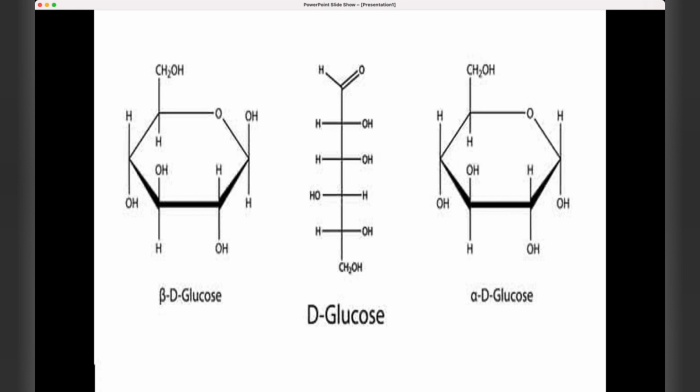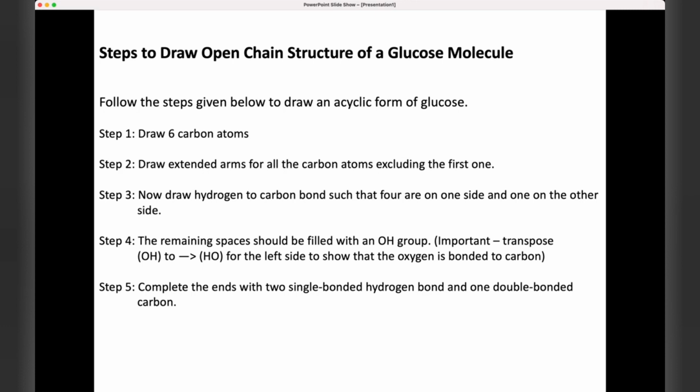Organic chemistry and especially biochemistry are the areas of chemistry that use the Haworth projection the most. And here you can see the open chain structure of glucose as well as the six-membered ringed hexagonal structure. The structure of glucose is extremely important, and you have to study and revise this structure and the theory well. And these are the steps to draw the open chain structure of a glucose molecule.